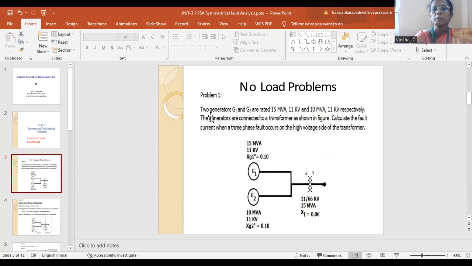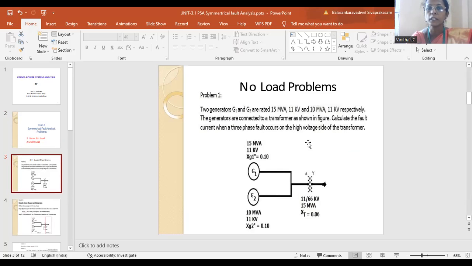So the first problem: two generators G1 and G2 are rated 15 MVA 11 kV and 10 MVA 11 kV respectively. The generators are connected to a transformer as shown in the figure. Calculate the fault current when a three-phase fault occurs on the high voltage side of the transformer. So in this problem, two generators and one transformer are connected, and the ratings of each and every component are specified.